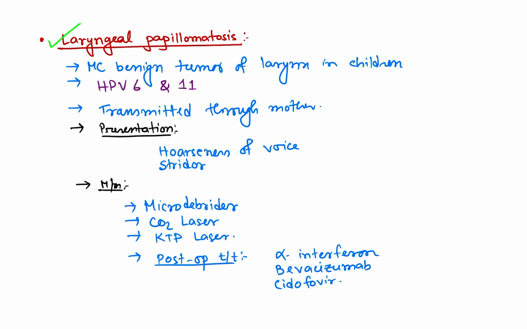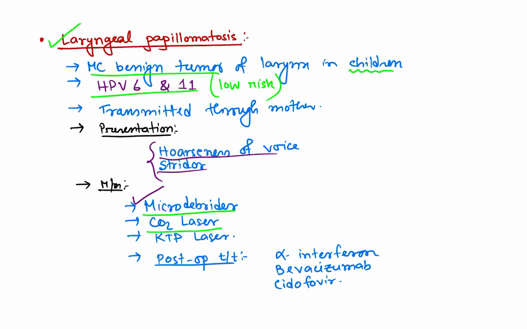Laryngeal papillomatosis is the most common benign tumor of larynx in children. This is usually caused by low risk types of HPV, like HPV 6 and 11, transmitted from the mother during delivery through the vaginal route. Presentation is hoarseness of voice first, followed by stridor. The mainstay of management is microdebrider, then the alternative is CO2 laser or KTP laser.